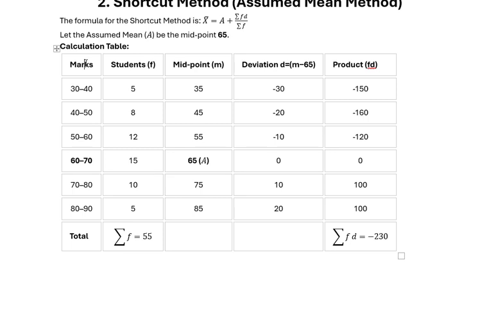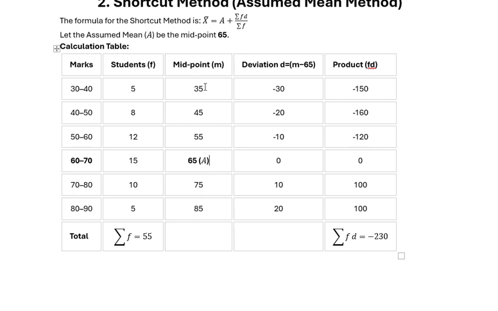The first step is to take the mid values. Mid value is 30 plus 40, the same thing we have to take. So 35, 45, 55, 65, 75 and 85. And in assumed mean we have to assume one data value. So I have assumed 65 as the mean of it.